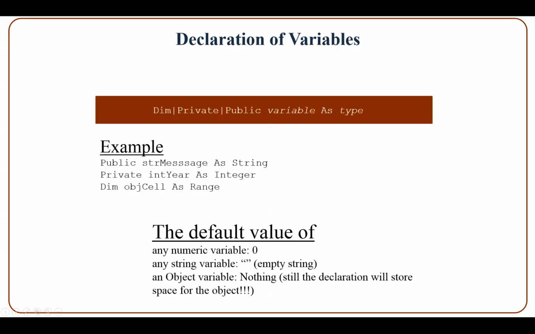Now look at this example. Here, strMessage is declared as a string variable, and it is a public variable. intYear is declared as an integer variable, and the scope is private. And objCell is declared as a Range variable, and it is a local variable.